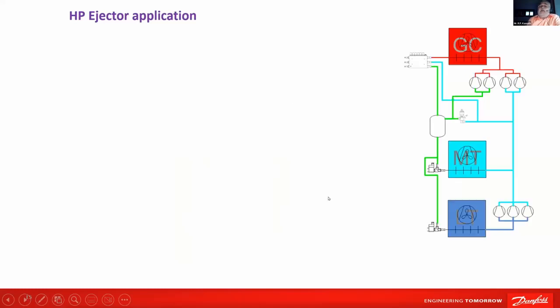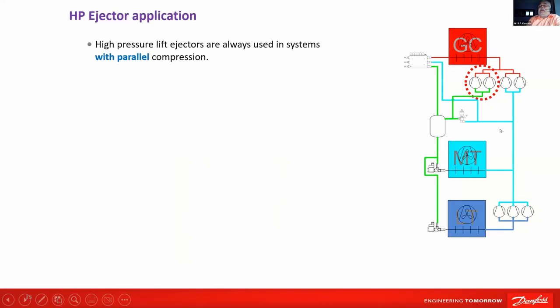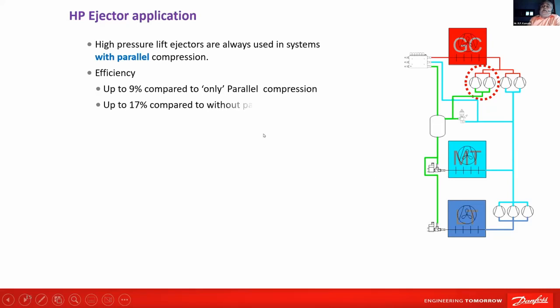HP ejector. I explained this parallel compressor. In terms of only parallel compression, that is, there is no ejector, that means only the gas bypass valve was there, we would have got up to 9% efficiency improvement. Now, by introducing ejector along with parallel compression, efficiency is increased by 17% and a saving of 15 to 35% swept volume for the bigger compressor.